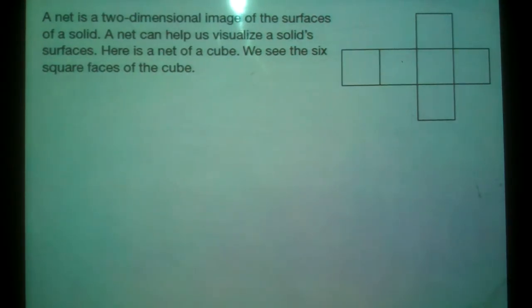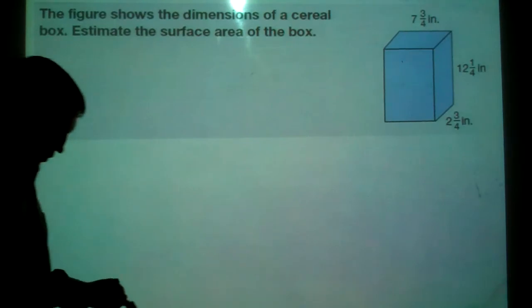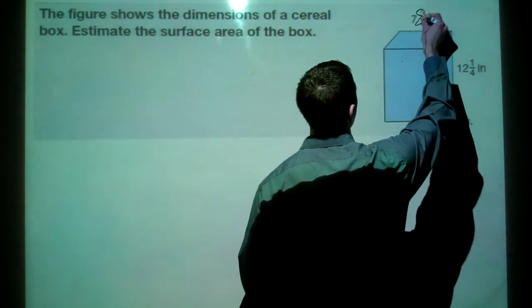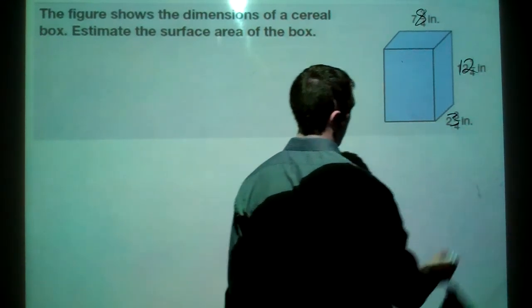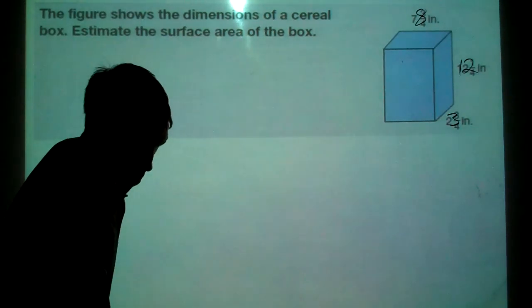Once again, like I said, this is our net. This is actually a cube. If we were to unfold it, we call those nets. Okay? And they can help us visualize things a little better. So, if we wanted to estimate the surface area of this box, what I would say is, first we're going to round these things. So 7 3/4 rounds up to 8 inches. 12 1/4, that's going to stay at 12. 2 3/4, 3. Now they didn't draw this very well, but it would help to have a net for this one. So let's take a look at it.